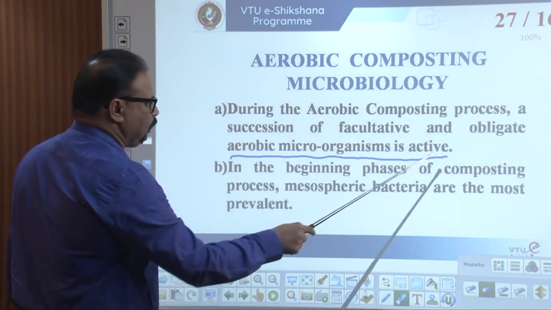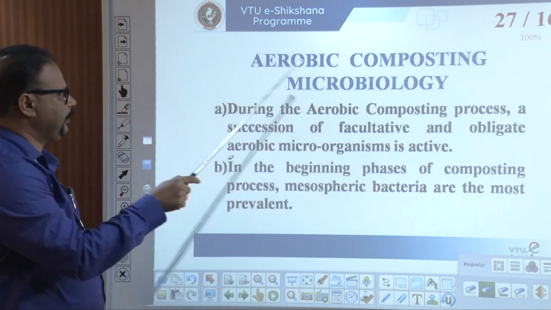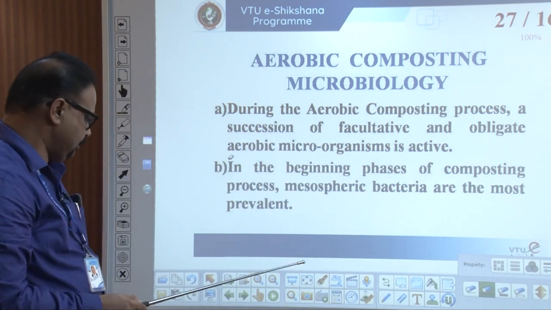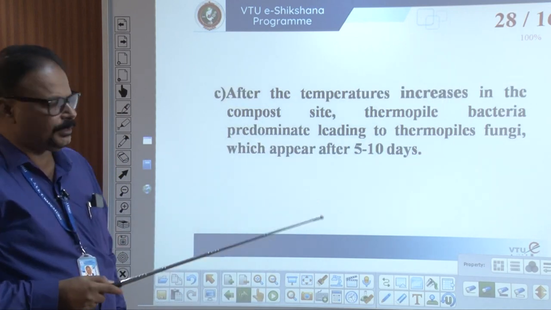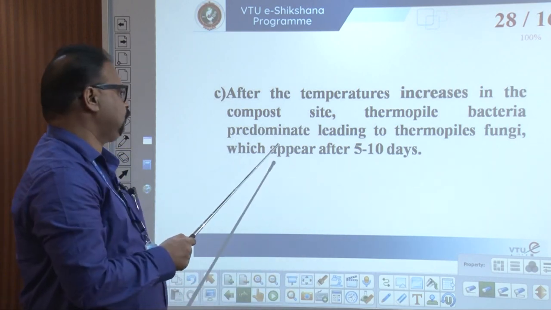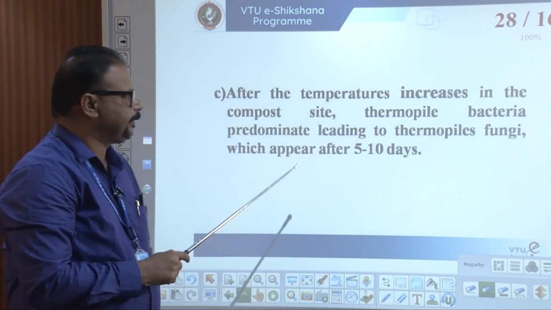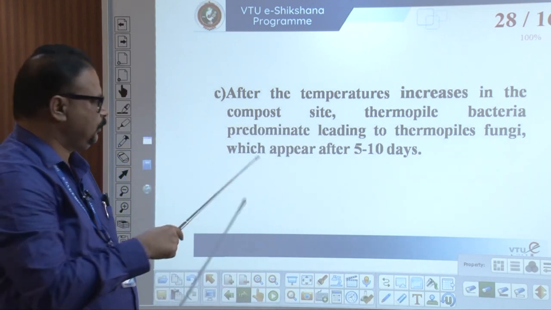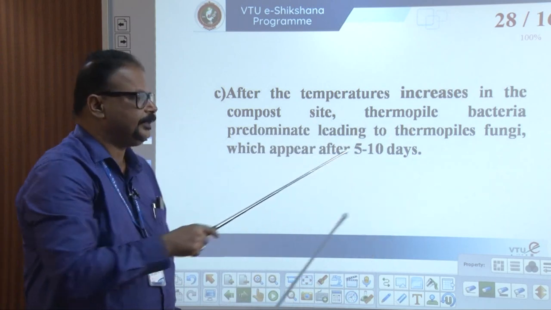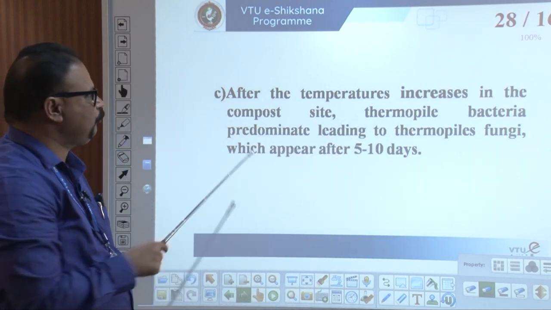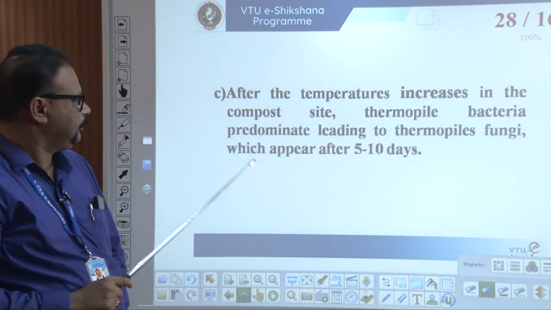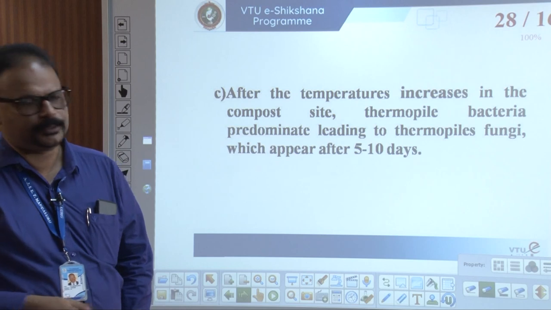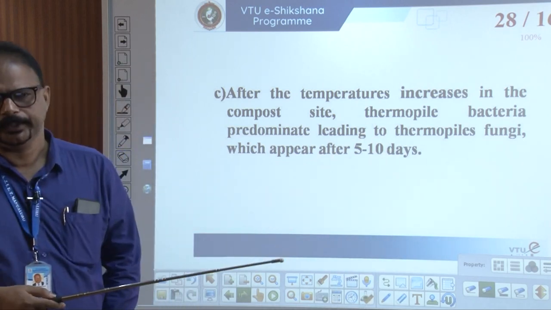Then we go for the next factor, which is the microbial phases. In the beginning phases, mesophilic bacteria are more active, at about 45 degrees Celsius. After that, in the later stage, thermophilic bacteria. After the temperature increases in the compost site, thermophilic bacteria become active, at more than 45, up to about 65 degrees Celsius. Then thermophilic fungi appear after 5 to 10 days.